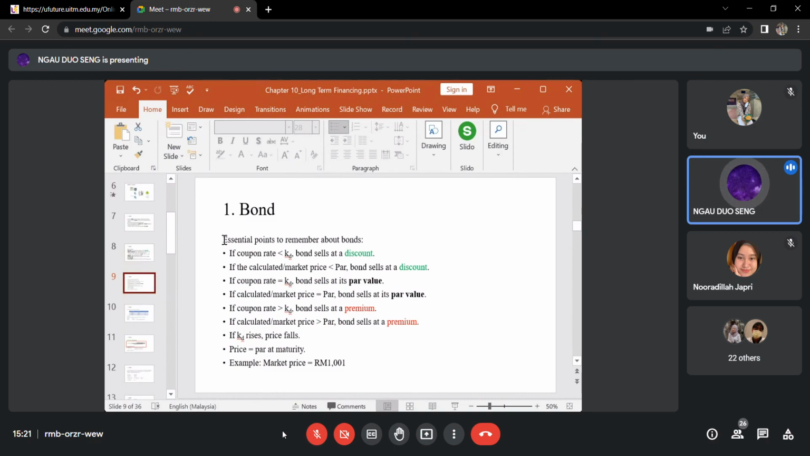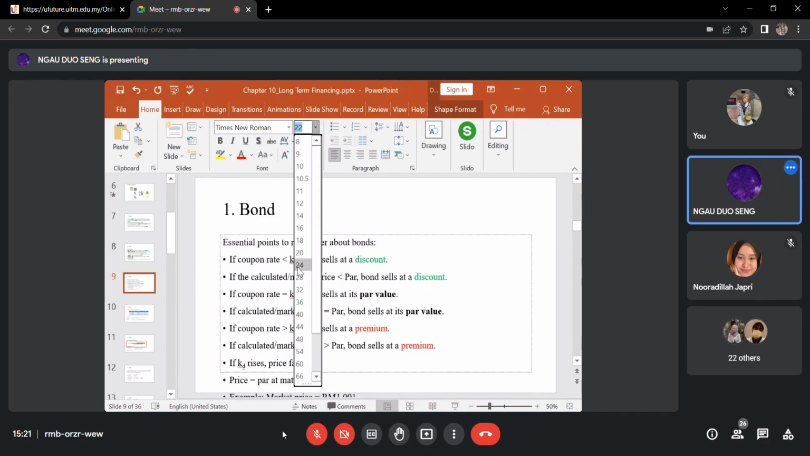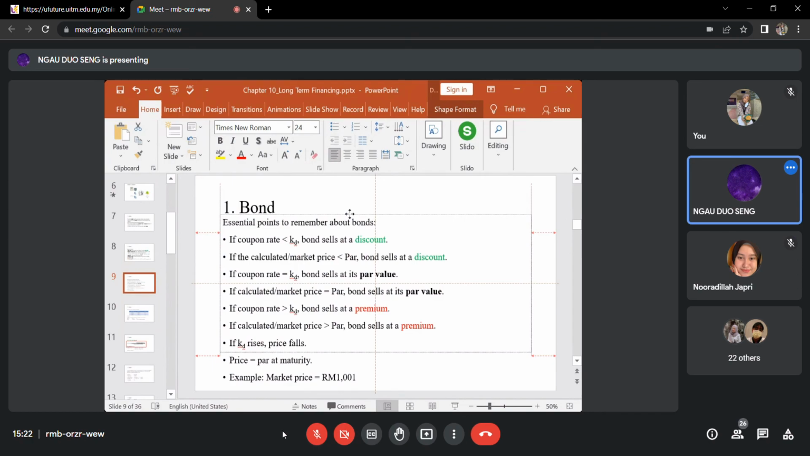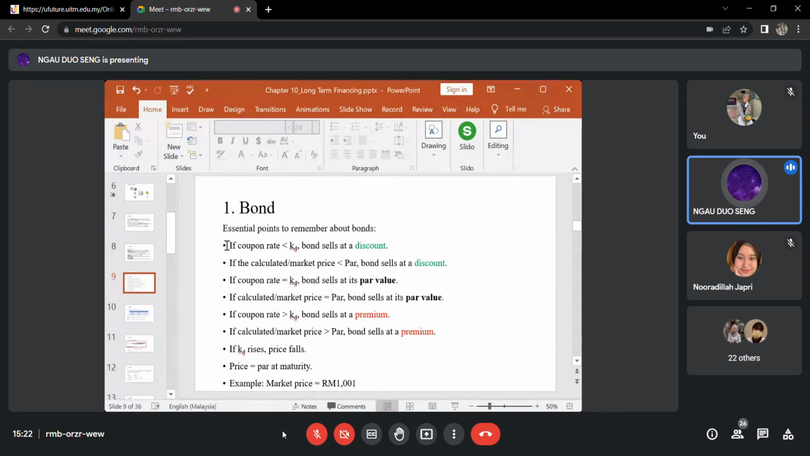Alright, so you can see here essential point that you need to remember. Okay. So if coupon rate kurang daripada the required rate, K. K adalah required rate. Right, bonds sell at discount. Right, sell at discount maksud kurang daripada par lah. So if the calculated atau market price is less than par, bonds sell at discount. Right, okay.